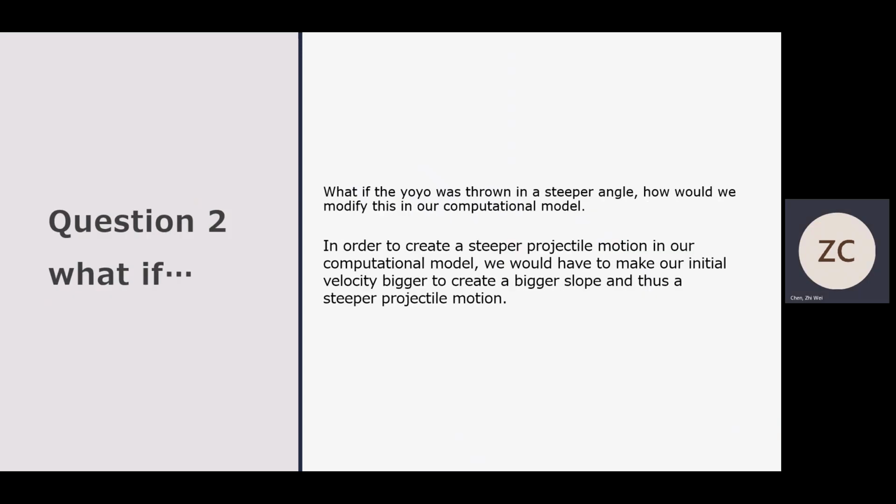Question 2, what if? What if the yo-yo was thrown at a steeper angle? How would we modify this in our computational model? In order to create a steeper projectile motion in our computational model, we would have to make our initial velocity bigger, thus creating a bigger slope and a steeper projectile motion.